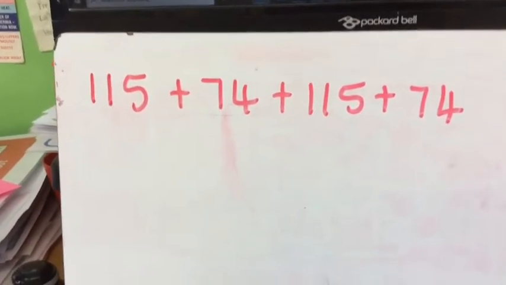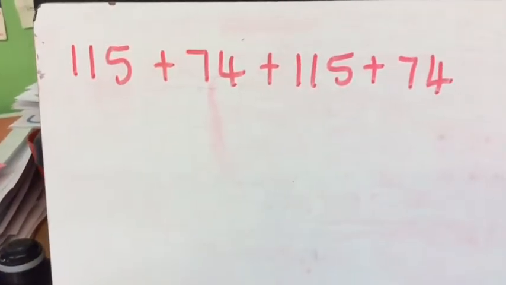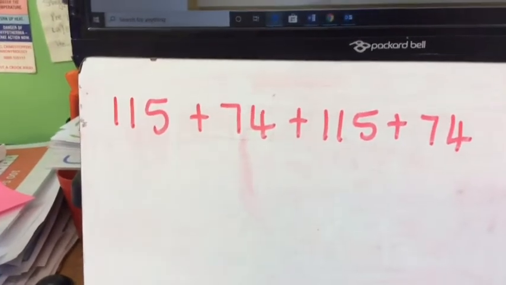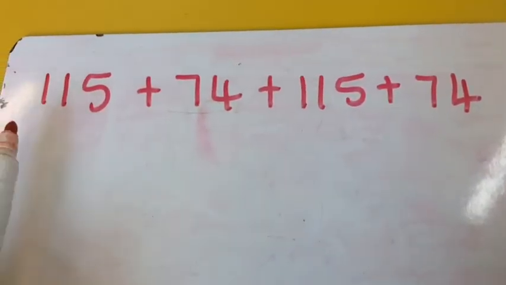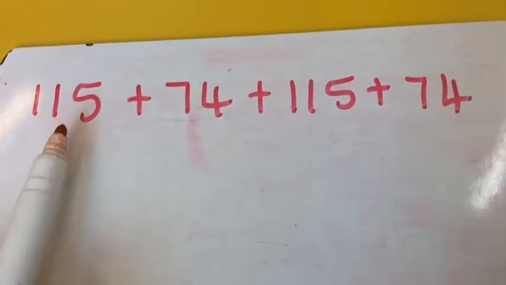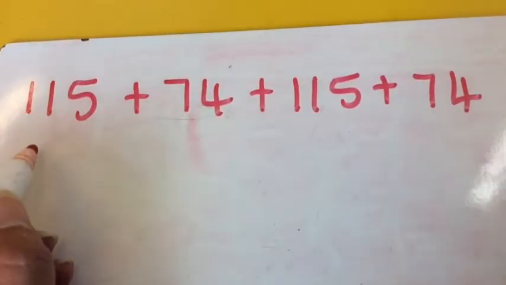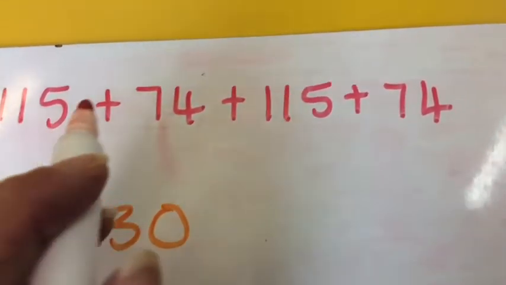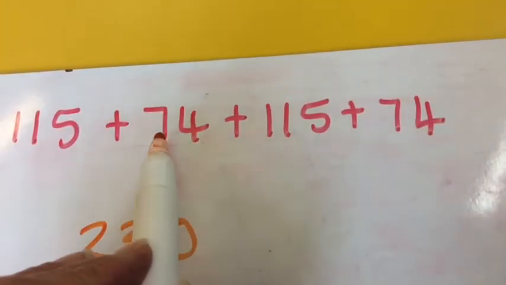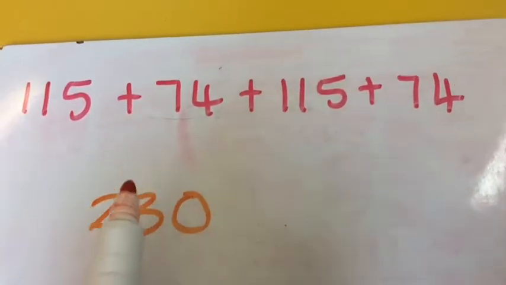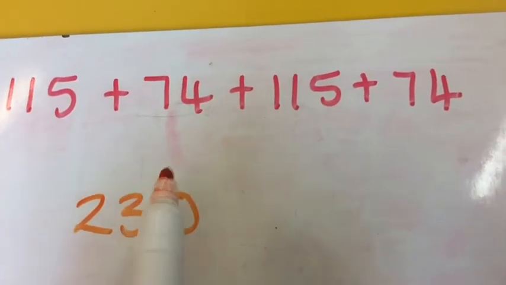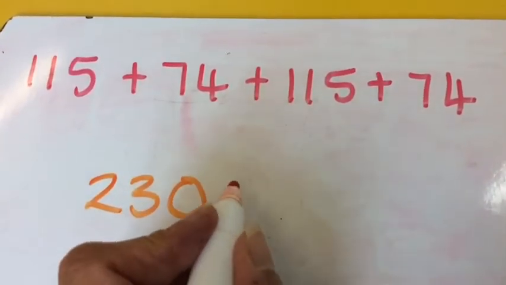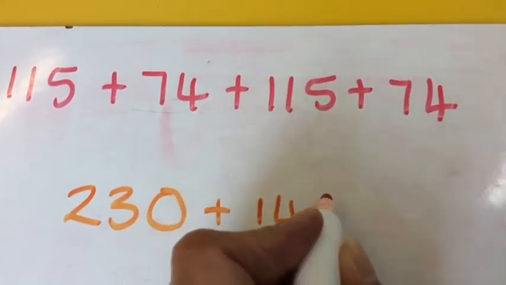Are there some number facts or sneaky cheeky ways we could work that out? I can see double 115, which is quite an easy one to double in your head. Double 100 is 200 and double 15 is 30. So double 115 must be 230. What about double 74? You know double 7 is 14, so double 70 is 140. Double 4 is 8, so double 74 is 148.